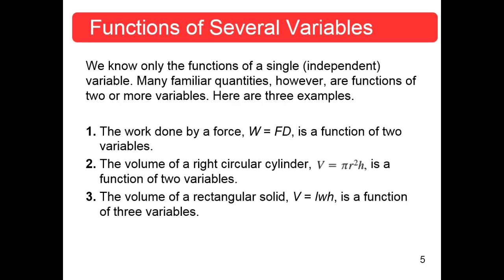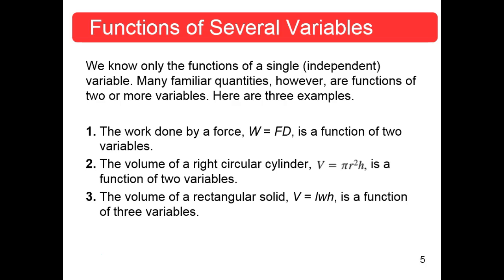The volume of a right circular cylinder, V is equal to pi r squared, that's the area of the base, times the height, that will be the volume of the cylinder. Well, the radius and the height have no special relationship to each other. They're independent of each other. So this is a function of two independent variables.